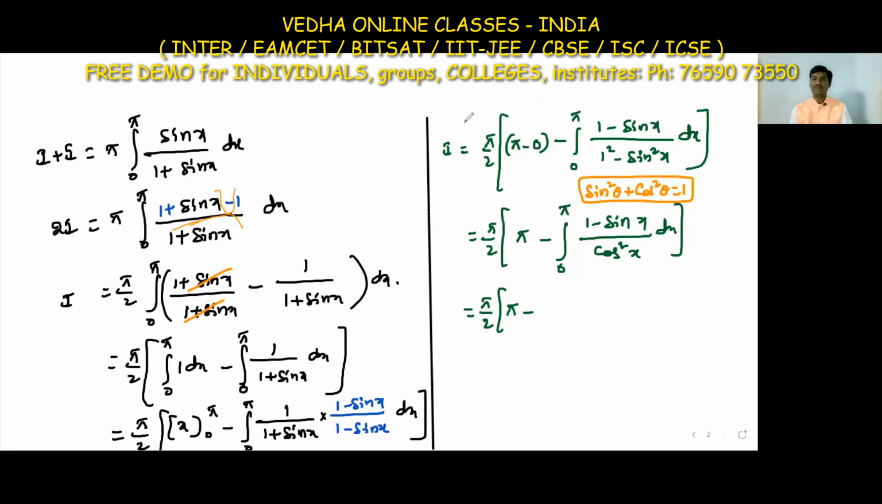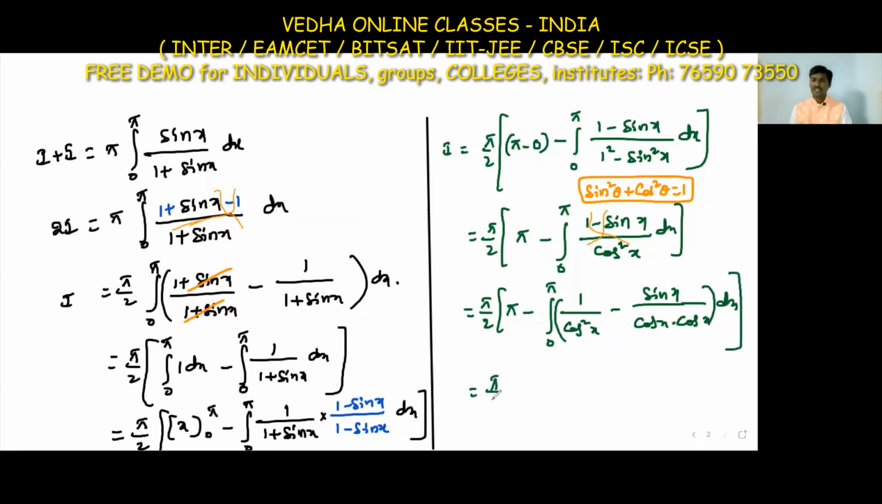So pi by 2 outside as it is, and pi minus, 1 by cos square minus sin x by cos square. That means we write the denominator for both the terms, from 0 to pi. So we can write it as 1 by cos square x minus sin x divided by cos square x, and cos square x we can write as cos x into cos x, whole dx as it is.